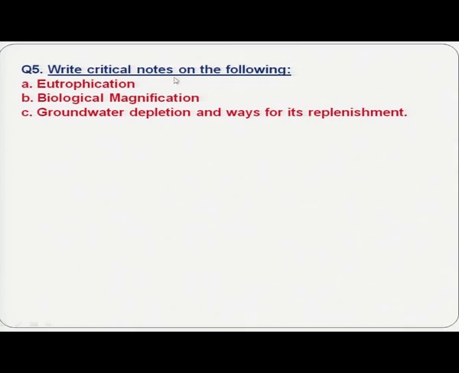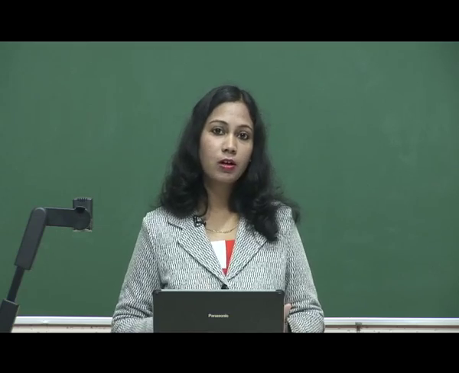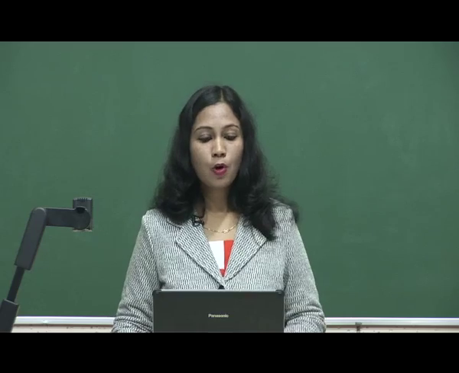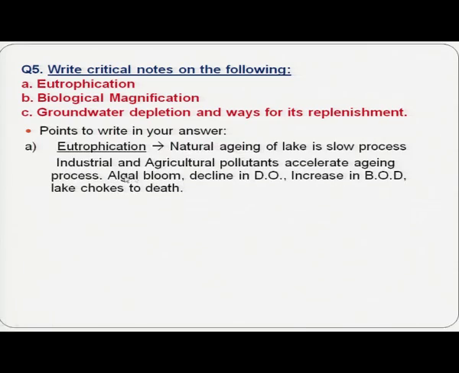Next question is, write critical notes on the following: eutrophication, biological magnification, groundwater depletion and ways for its replenishment. So, when you are asked to write critical notes, that does not mean that you can write anything. You need to focus on certain value points while writing notes. For instance, if you are writing on eutrophication, first you will tell that it is a natural process of aging of lake and it is a slow process, but it is a thing of concern for us. Why? Because the industrial and agricultural pollutants are accelerating this aging process because of the addition of nutrients.